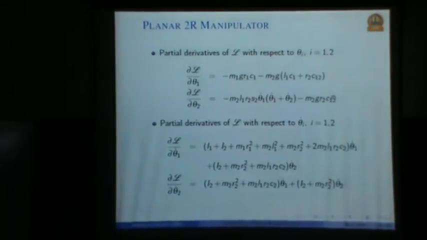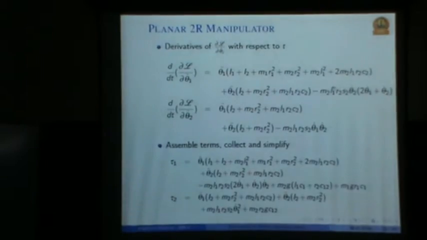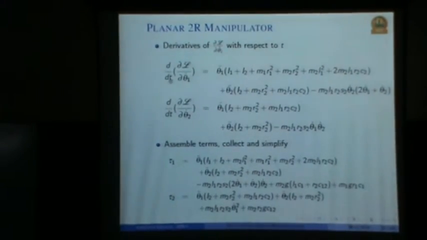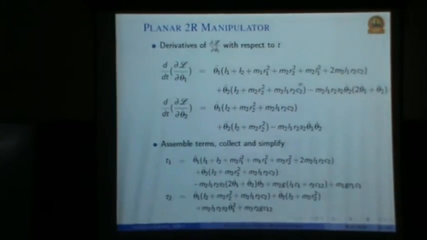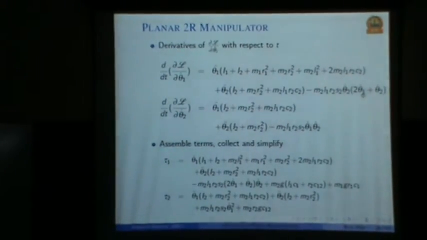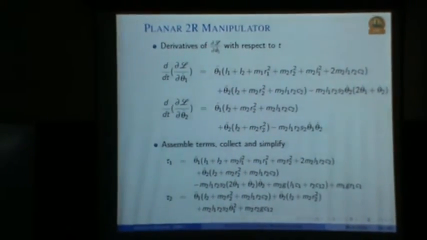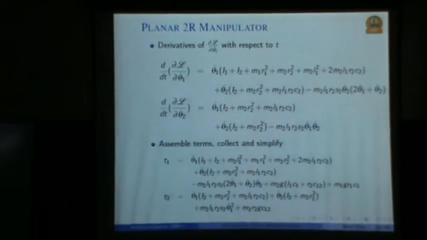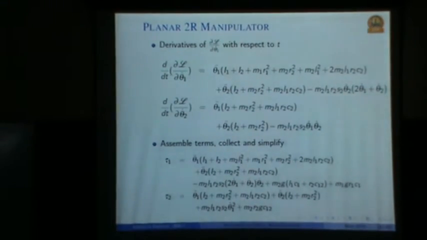So when you take the derivative with respect to time, d by dt of this, you will get some theta 2 dot into 2 theta 1 dot, theta 2 dot into theta 2 dot square. Okay, so these are the centripetal and Coriolis terms. There is nothing you can do about it, it will always happen.